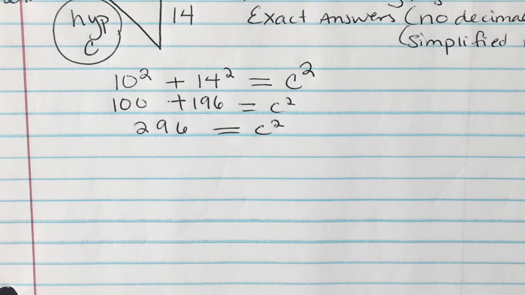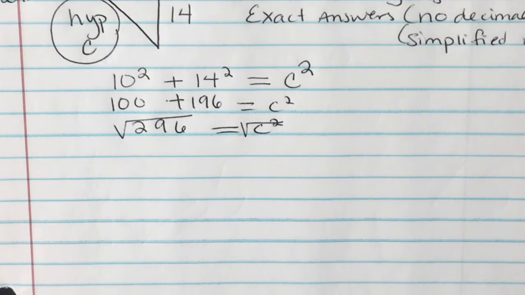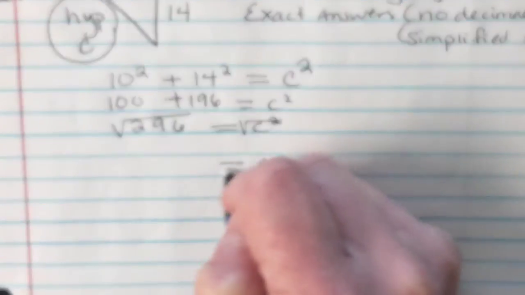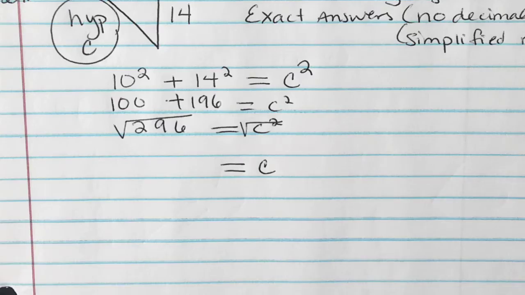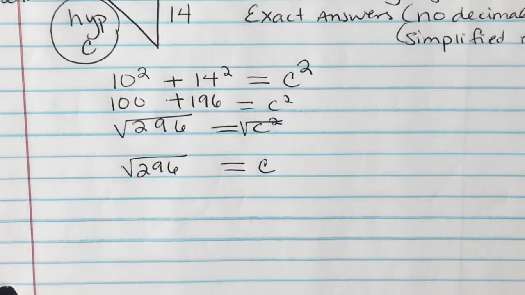But do we still have to figure out what c squared is? Yeah, we're not quite done yet. So this is where square roots finally get used. We have to take the square root of both sides because square roots eliminate squares. And so now we have c equals whatever the square root of 296 is.